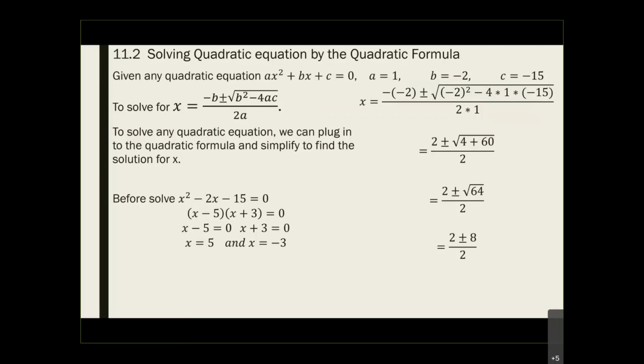What does that mean? That means 2 plus 8 divided by 2, and 2 minus 8 divided by 2. 2 plus 8 is 10, and 10 divided by 2 is 5. This is my answer, where x equals 5. 2 minus 8 is -6, and -6 divided by 2 gives me -3, which is also over here. So the two methods are different, but they give you the same answer, ladies and gentlemen.